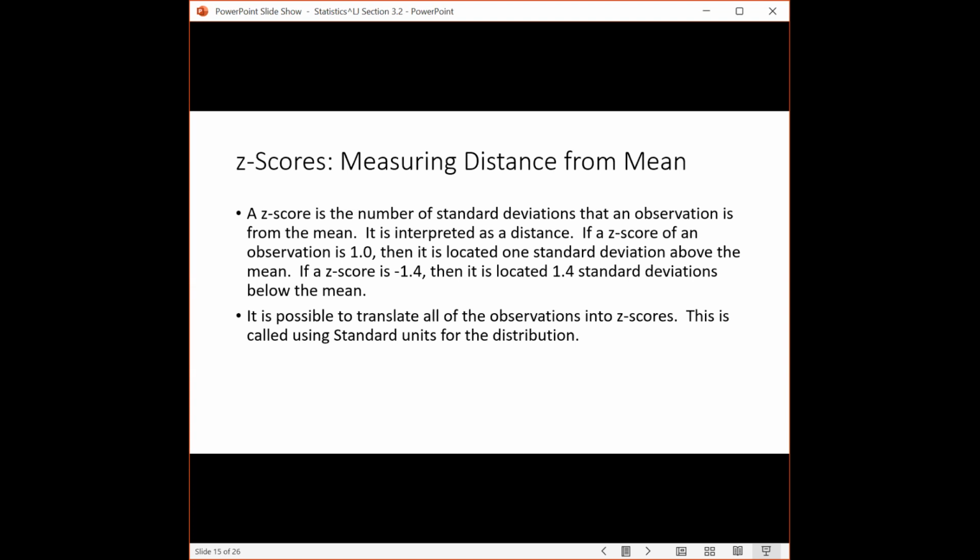Okay, z-scores. A z-score is the number of standard deviations that an observation is from the mean. It is interpreted as a distance. If the z-score of an observation is 1.0, then it is located 1 standard deviation above the mean. If a z-score is negative 1.4, then it is located 1.4 standard deviations below the mean. It is possible to translate all of the observations in a distribution into z-scores. That is called using standard units for the distribution.